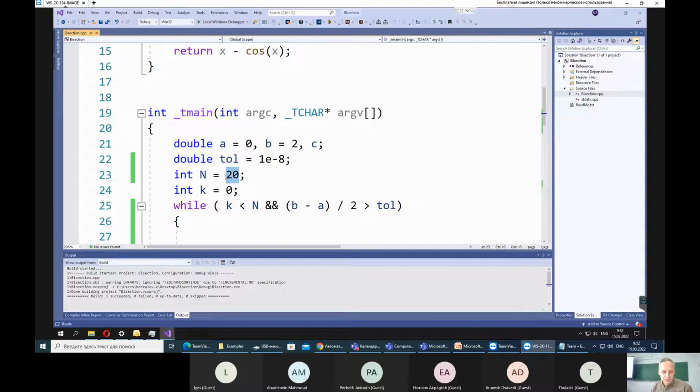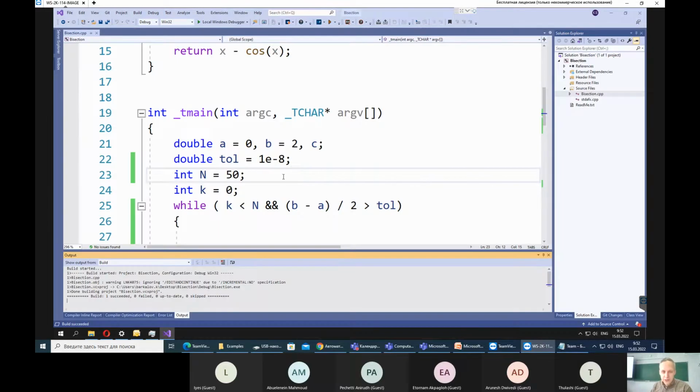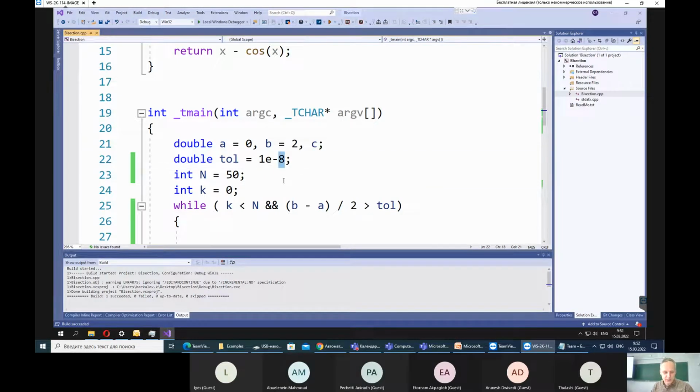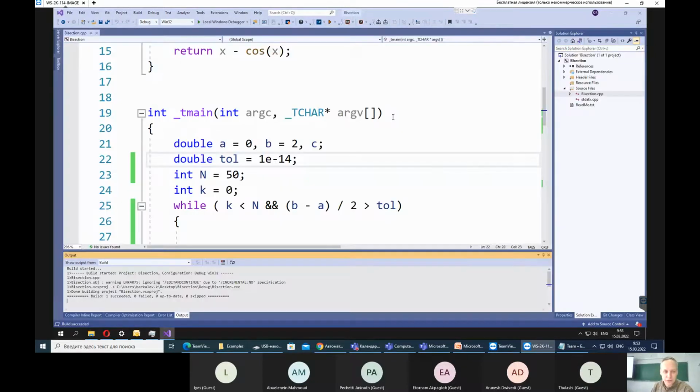But if I increase the number of iterations, for example, to 50, it's okay. But if I take, for example, tolerance 10 to the power minus 14, if I want to solve this problem precisely, 50 is still enough, but 40 is not enough because it requires 47 iterations.